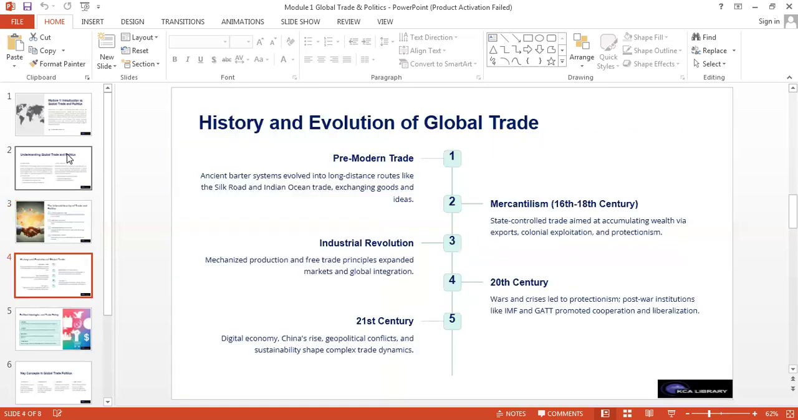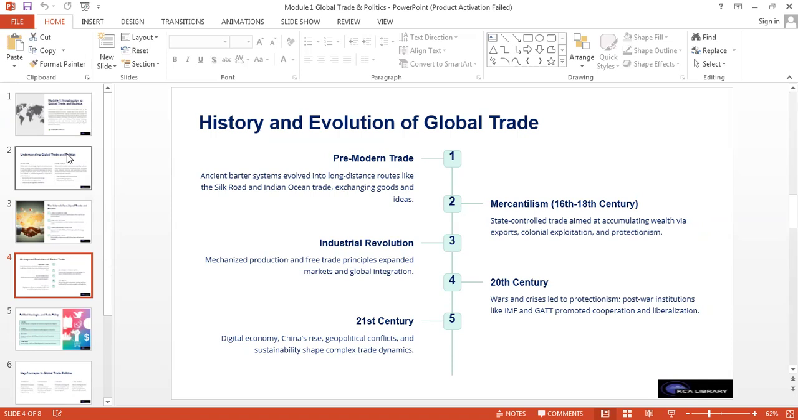We have the historical evolution of global trade. How did we arrive at global trade, and till now, what are the characteristics of each of these periods? The first is the pre-modern trade, and this talks about the ancient barter system, which evolved into long-distance routes like the Silk Road and Indian Ocean trade, exchanging goods and ideas.